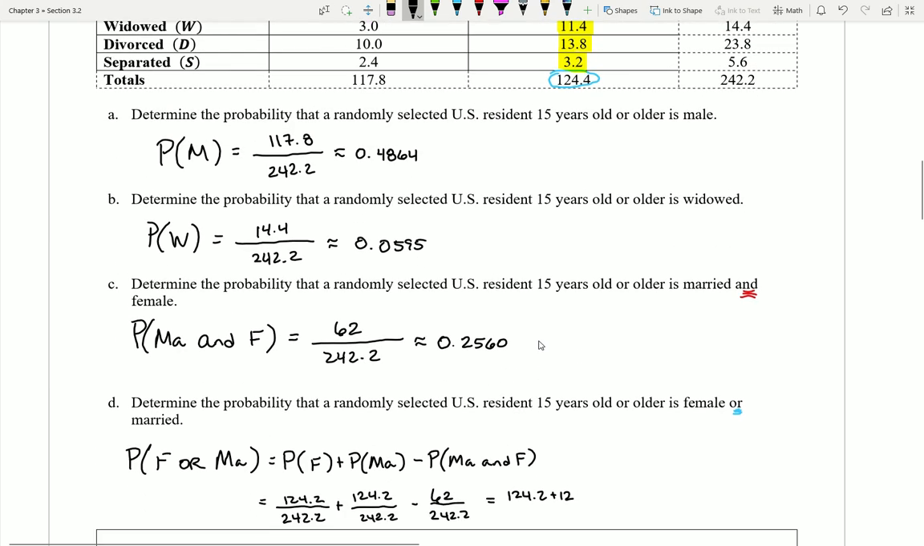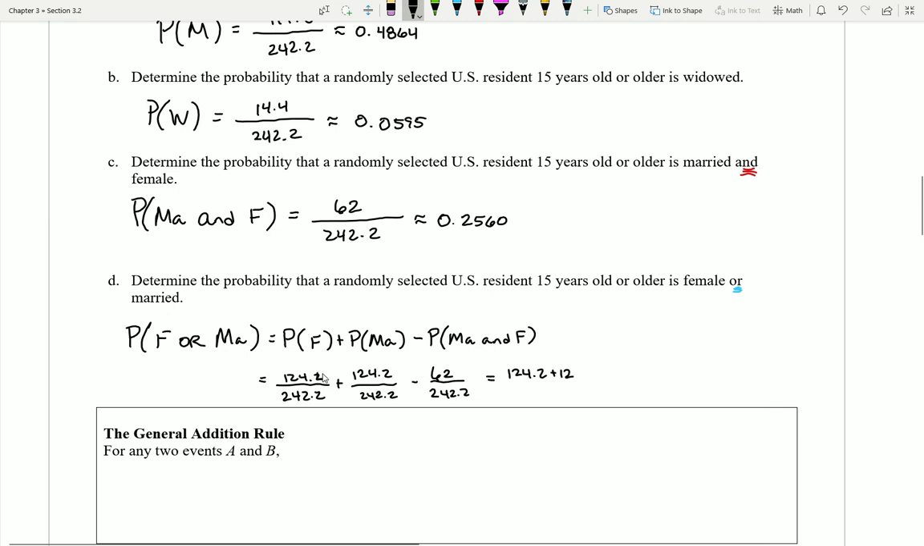Oops, looks like I had one quick typo here. This should be 124.4 for the females. 124.4. So this is ultimately what I have, just all over this common denominator. And if I was to add all of those numbers up on the top and do the appropriate subtractions, I would end up with 186.6 out of 242.2. And when I crunch that out, I get 0.7704.